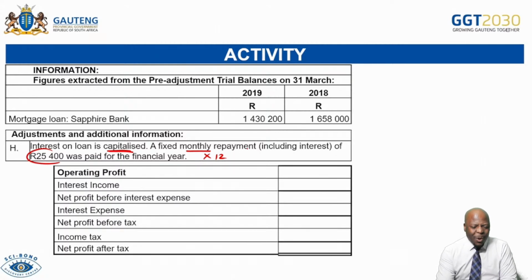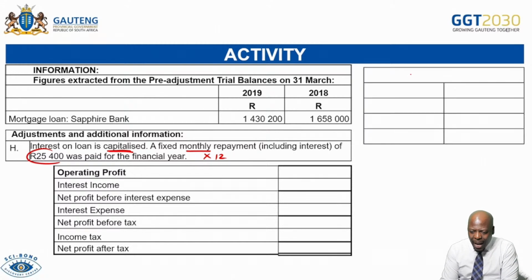What do they want us to do? They want us to complete the statement of comprehensive income. But we did these calculations in grade 10 and in grade 11. Let me remind you. We used to open what we call a loan account. Here is my loan account. A liability. That means on the credit side, it increases. On the debit side, it decreases. It's a liability account, and so I would begin it with my balance at the beginning. So I'll say my balance brought down, that is 1,658,000. That was my balance at the beginning.